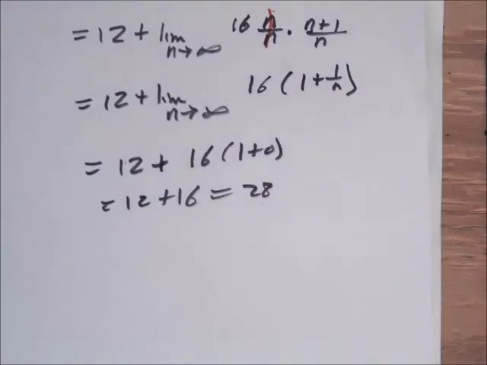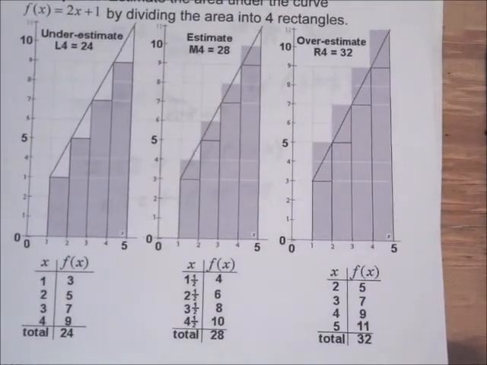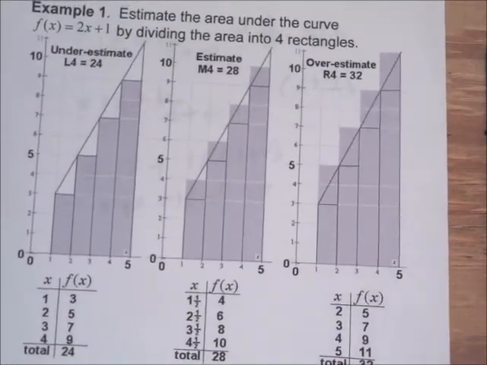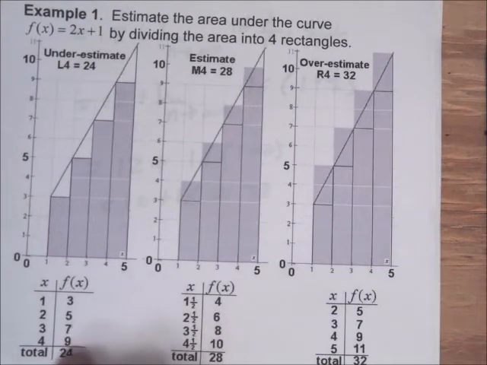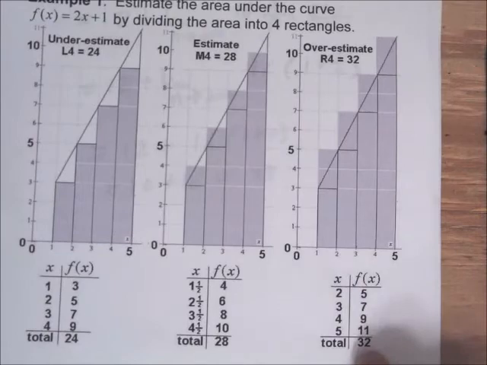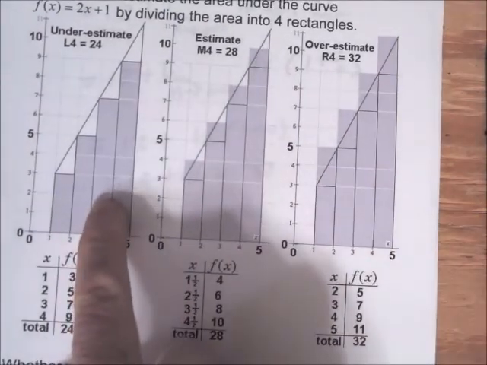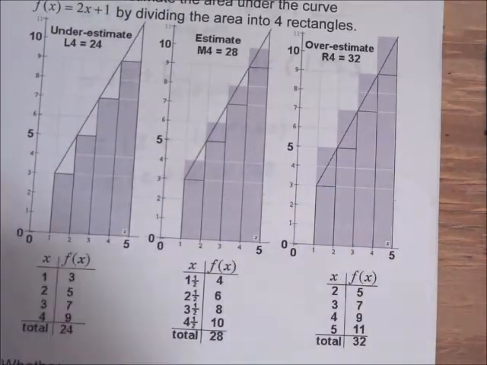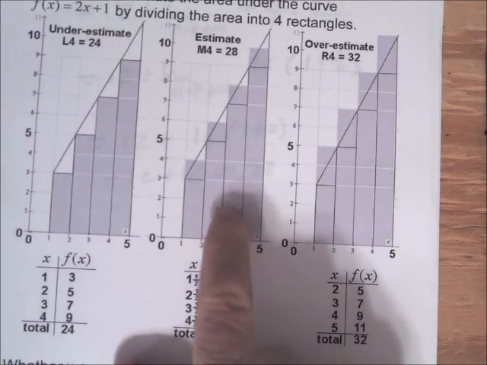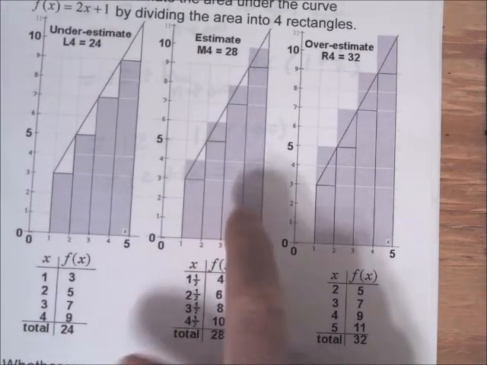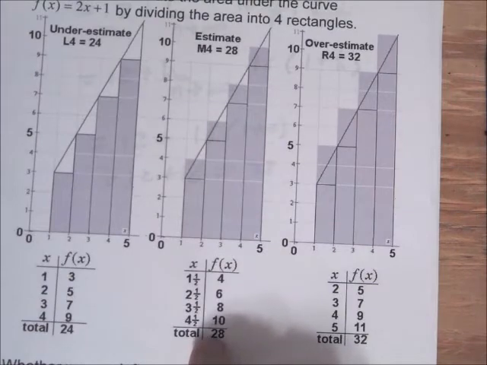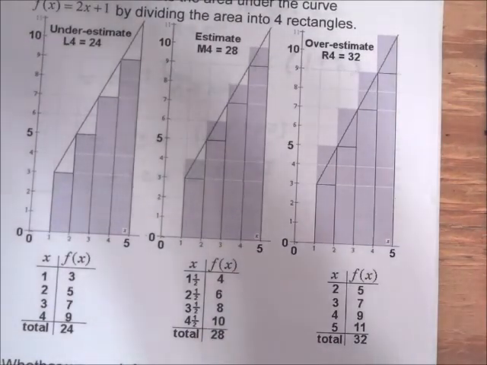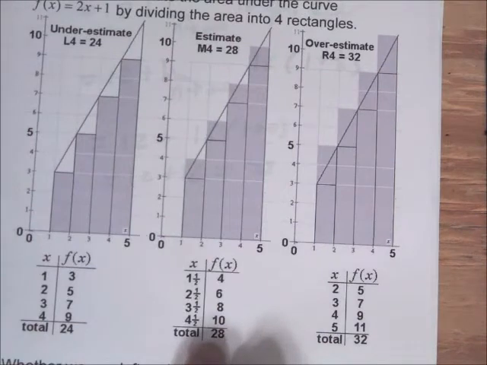In the previous example, where we used n equal 4, well, 24 was an underestimate. 32 was an overestimate. We used 4 rectangles. 28 was somewhere in between. The midpoints are not always going to give you the exact area. In this case, it happened to give us the exact area. When we take the limit, we got 28.